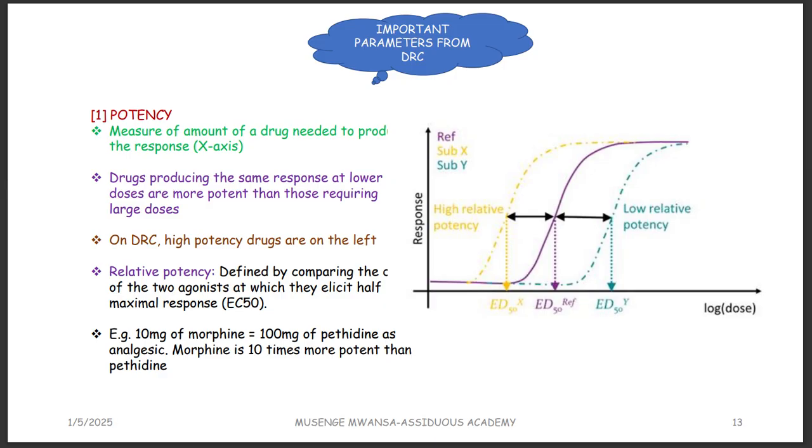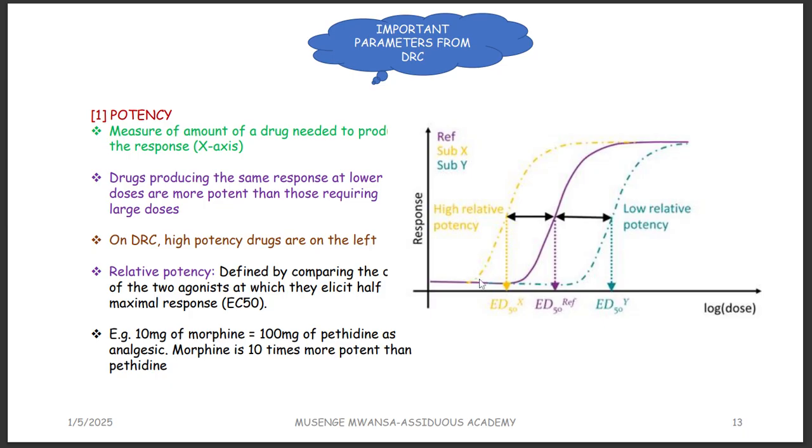For example, you can have two drugs. For drug A, if I give you 20 milligrams, it will produce the same effect as drug B if I give you 50 milligrams. So since drug A will produce the same effect at a smaller concentration than drug B, we say that drug A is more potent. So if you are looking at the dose response curve, more potent drugs are found on the left.